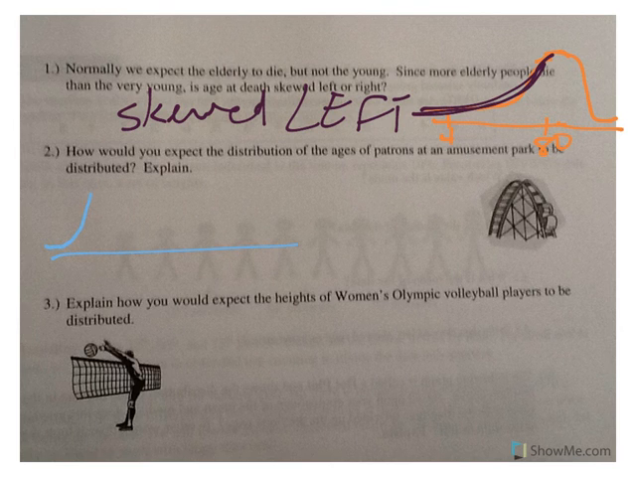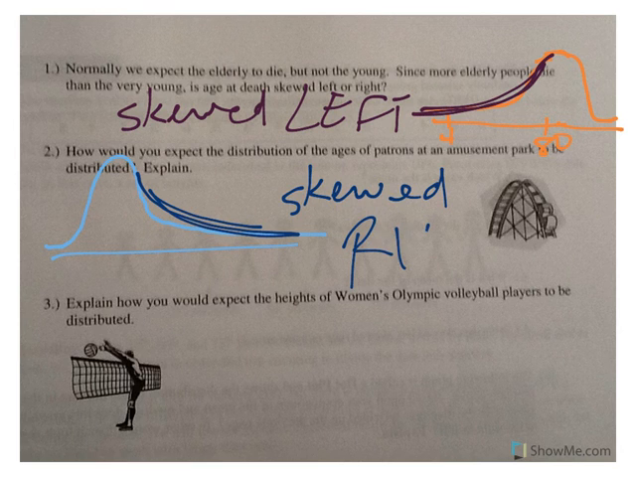So this would be little, and then up, and then it kind of tails off. We might have a couple adults, right? They might be chaperoning, but not a ton. So because, again, we're tailing off to the right, this one would be skewed right.